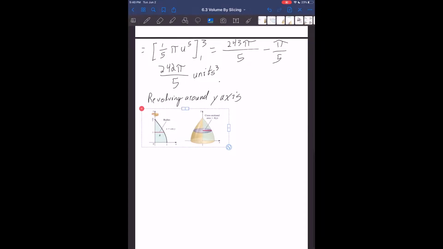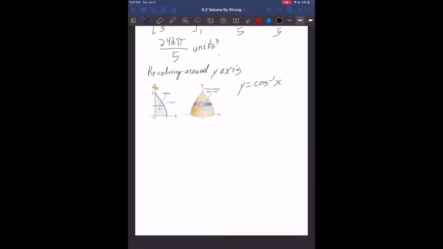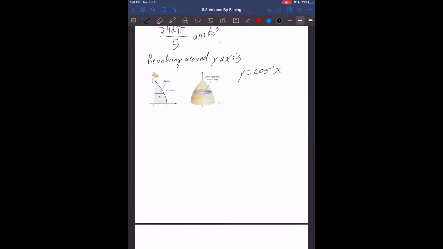Great, so if we have the function y equals cosine inverse of x, and I would like to revolve this around the y-axis, in just kind of the shape that makes sense, where I'm going from 0 to pi over 2, I would like to figure out what the volume of this is going to be.